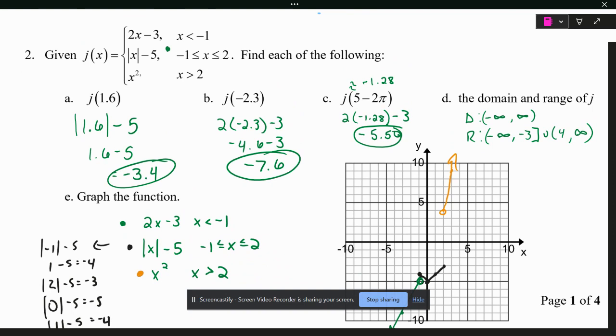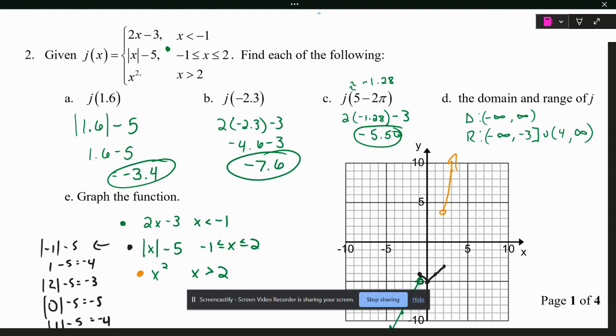The j of 5 minus 2 pi, you're going to want to plug that into a calculator. I don't know what that is off the top of my head. I got approximately -1.28, which then is that x is less than -1. So you're using that 2x minus 3 to get approximately -5.56.